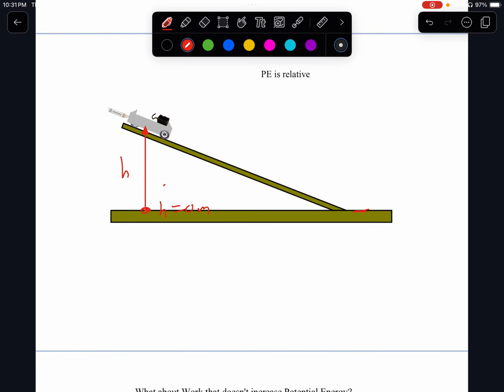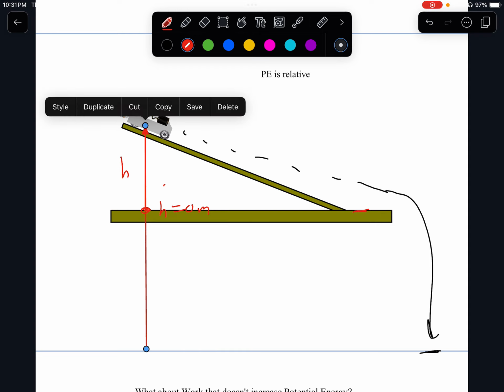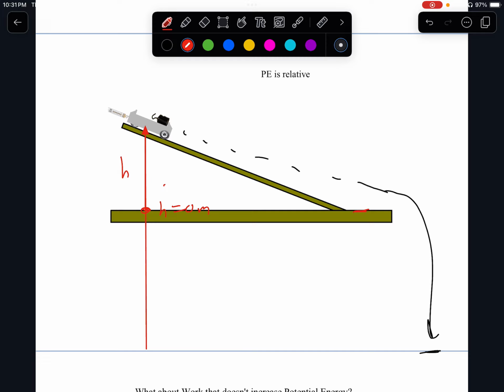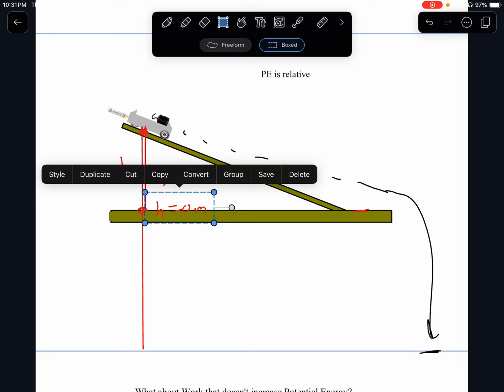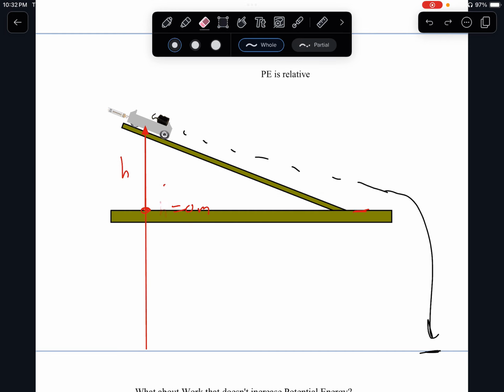But what if we let the cart come down to the bottom of the ramp, and then we let it roll off the table down to the bottom of the page? Well, if down here is where the cart lands, now that becomes our 0 height. In which case, at the top of the ramp, the cart is much higher. So we're just changing our 0 reference height. We put the h equal to 0 down there.